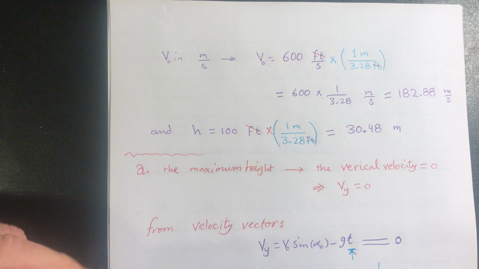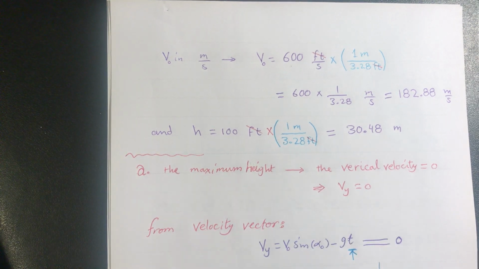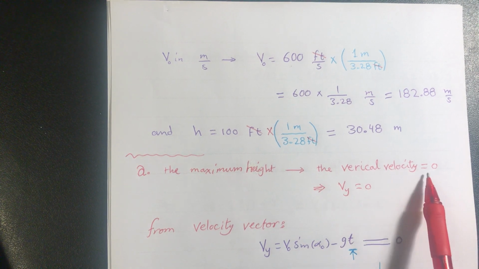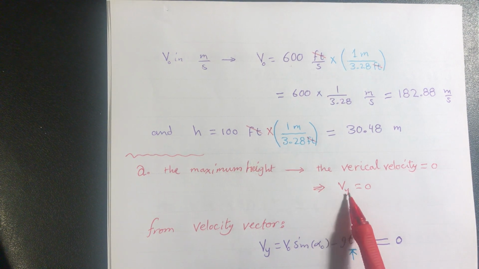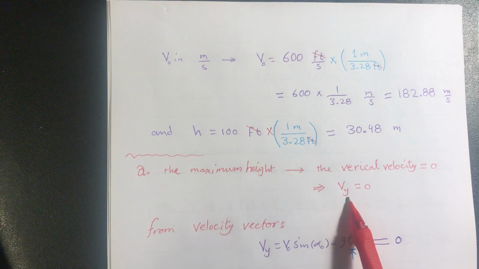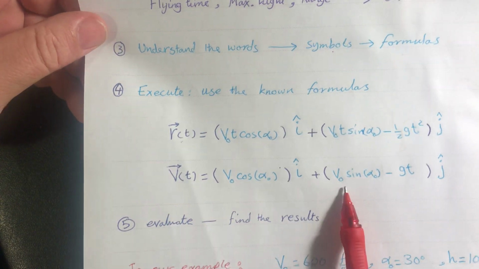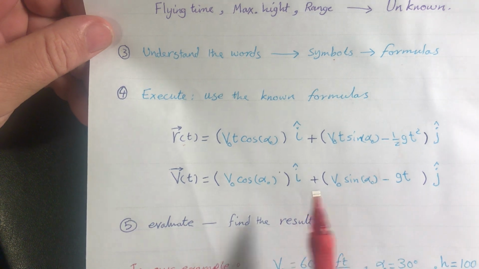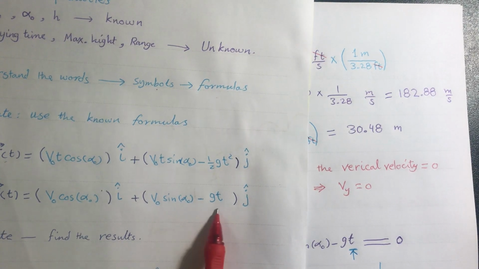At the maximum height, at this point, the vertical velocity will be equal to 0, because it is a turning point. The vertical velocity means Vy is equal to 0. From where can I bring Vy? From the velocity vector. This is Vx. This is Vy. I should put it equal to 0.